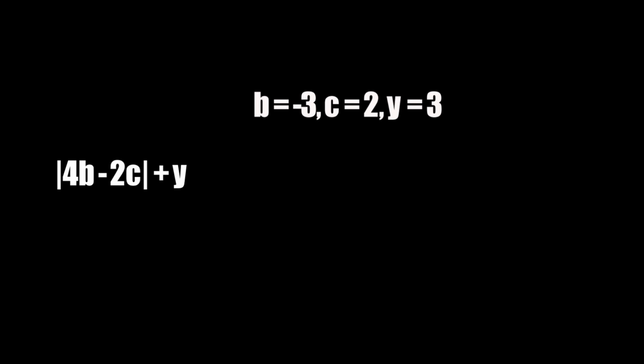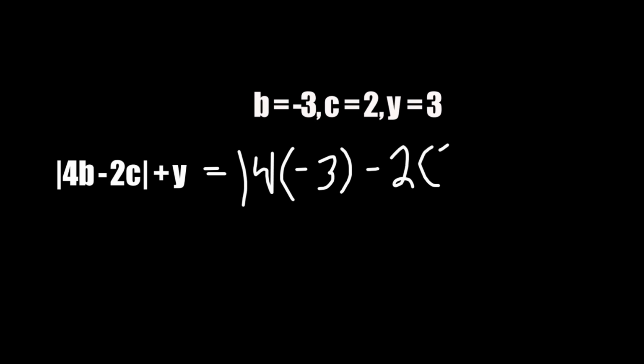Here are the practice problems for you guys to try. Pause the video, and once you're finished, unpause. So let's solve. The absolute value of 4 times b minus 2 times c plus y. So let's rewrite this as the absolute value of 4 times negative 3 minus 2 times c equals 2, so 2, and plus 3.